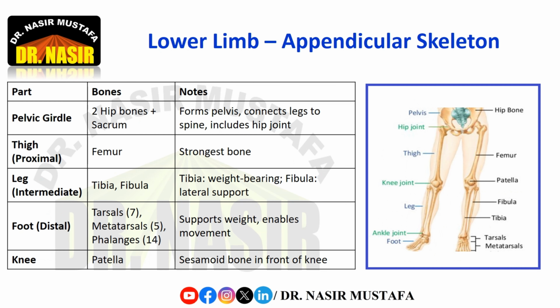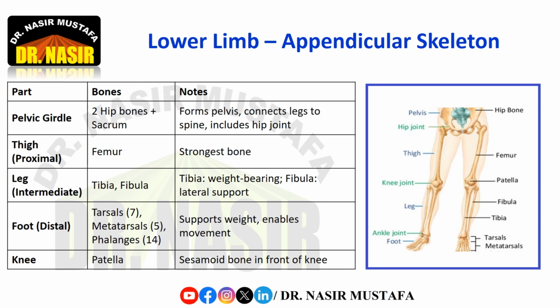Lower limb. Now, let's move to the lower limb. The pelvic girdle is formed by the two hip bones together with the sacrum. It connects the lower limbs to the axial skeleton and forms the pelvis. The thigh contains a femur, which is the longest and strongest bone in the human body. The leg contains two bones. The tibia bears most of the body's weight, while the fibula provides lateral stability and serves as an attachment for muscles.